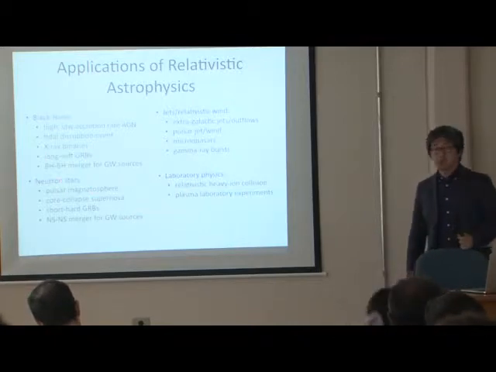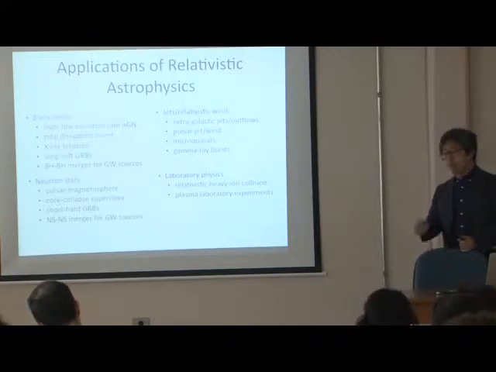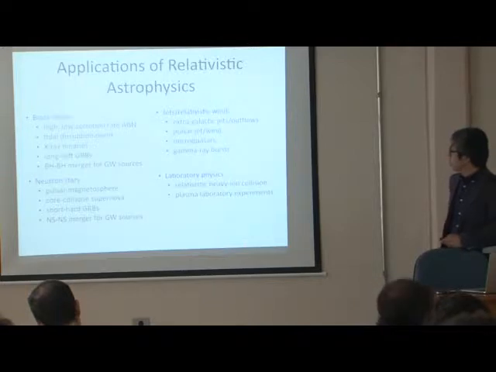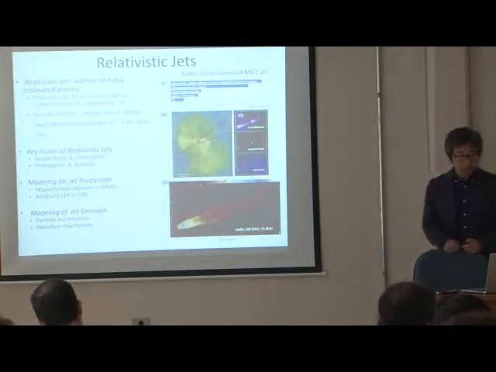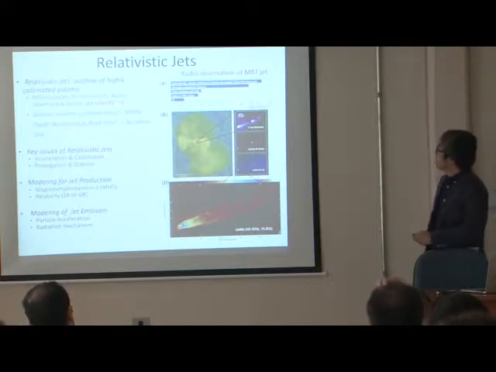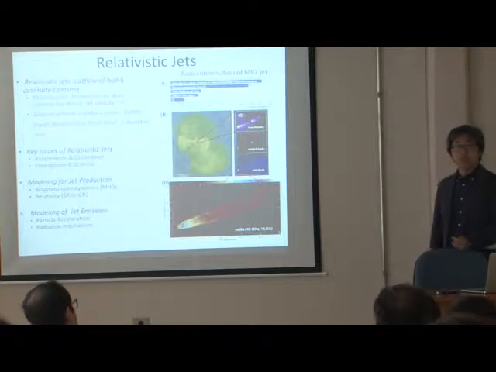I think relativistic astrophysics nicely overlaps and is widely used for astrophysical systems. Okay, so this is the relativistic. So the relativistic jet is the outflow of highly collimated plasma. This is seen in the microquasar, active galactic nuclei, and also gamma ray bursts. So the jet speed is near the light speed.